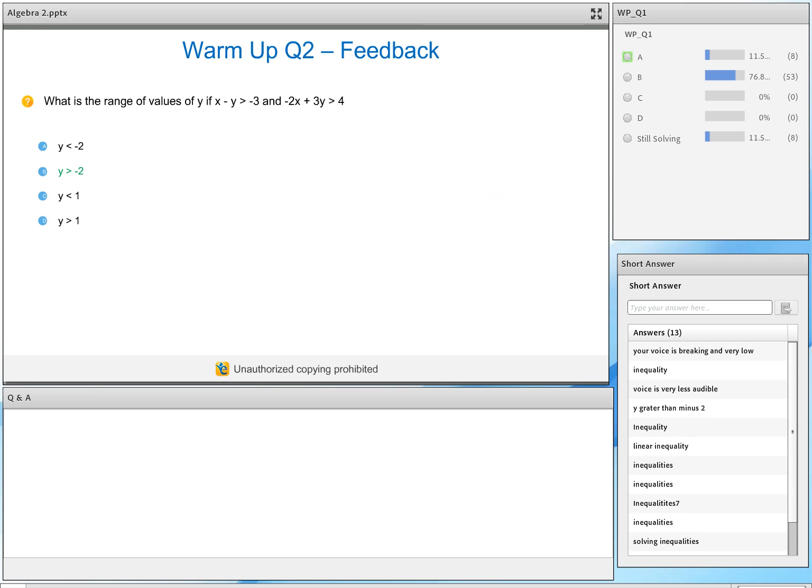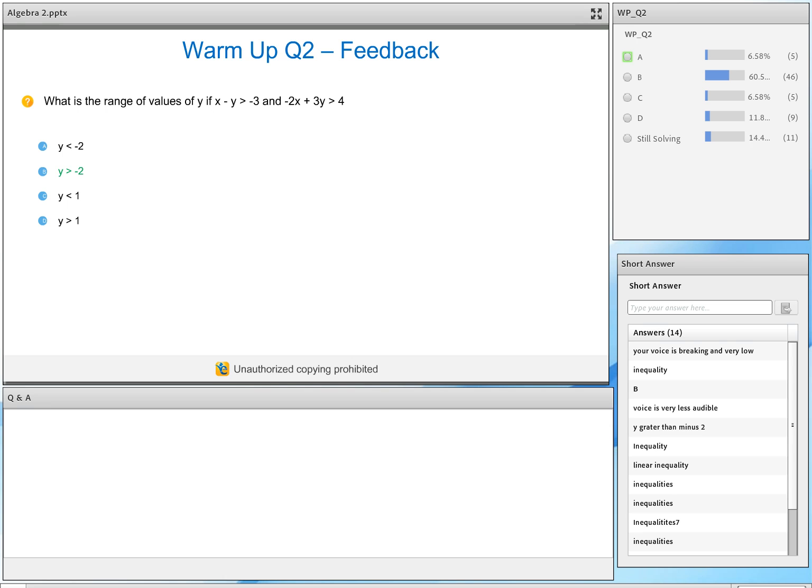In the next question, instead of a single linear inequality, we now have two linear inequalities. So you need to solve the system of linear inequalities, right? Now, what is it that you have to focus on?